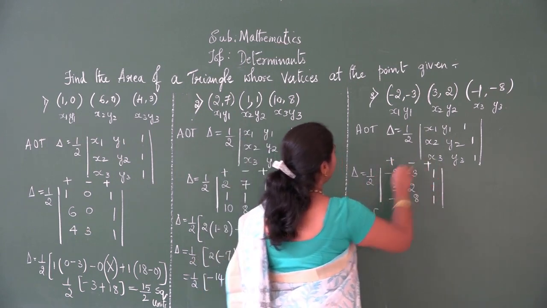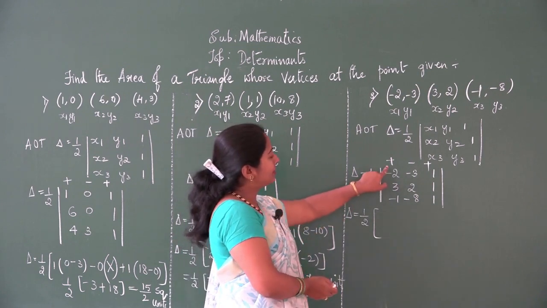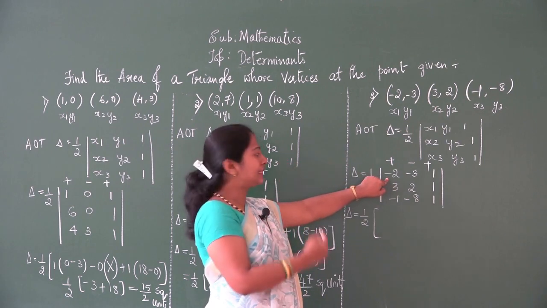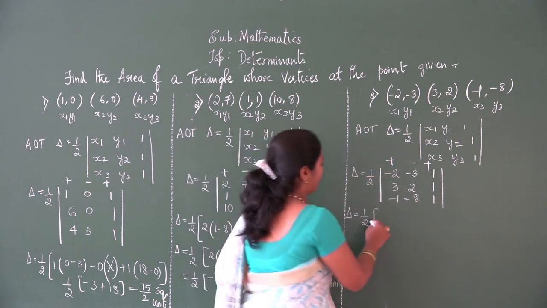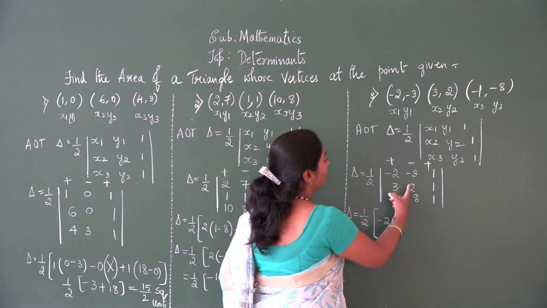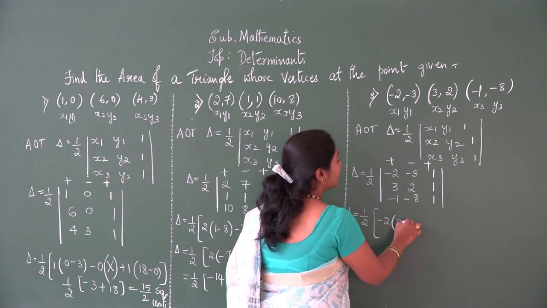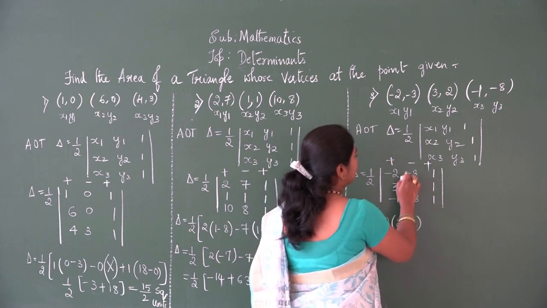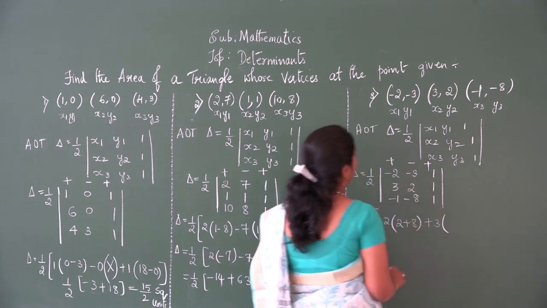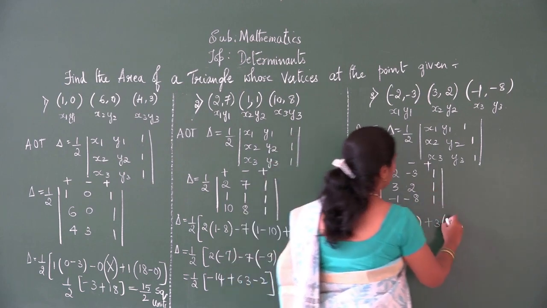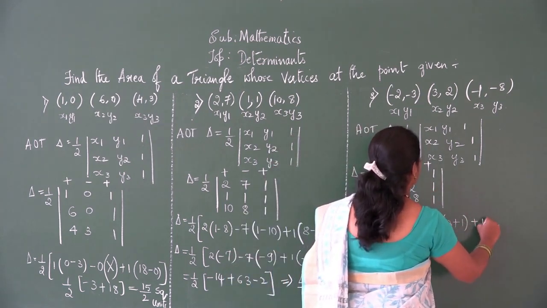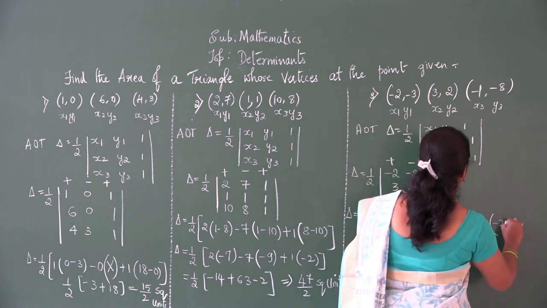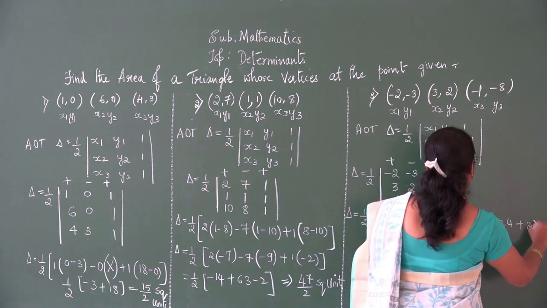So delta is equal to half into, what is the sign associated? Plus, minus and plus. So what is the sign here? Plus. But what element do we have here? Minus. So we shall multiply the signs. Plus into minus will be minus. So minus 2 into 2, formula is with minus. Minus 8 into minus 1 will be plus 8. Minus into minus will be 3. So 3 plus 1 plus 1 into minus 8 into minus 3 minus 24 plus 2.